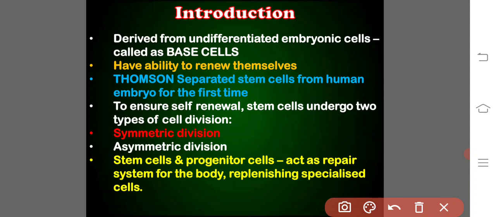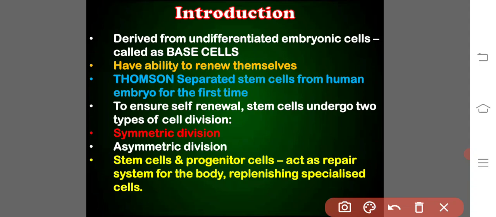In a developing embryo, stem cells can be differentiated into all specialized embryonic tissues. In an adult organism, stem cells and progenitor cells act as the repair system for the body by replenishing specialized cells and also maintain the normal turnover of regenerating organs.